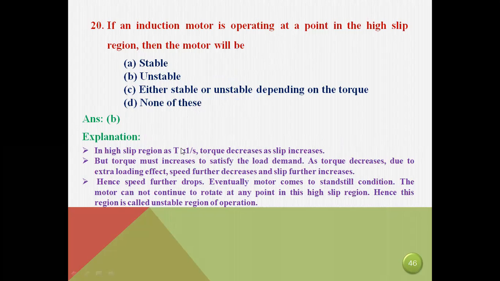In the high slip region, torque is inversely proportional to the slip, so torque will decrease as slip increases. But torque must increase to satisfy the load demand. As the torque decreases due to the extra loading effect, speed will further decrease and slip will increase. As the speed drops, the motor comes to a standstill condition, and the motor does not continue rotating. At that time we say that region is unstable.